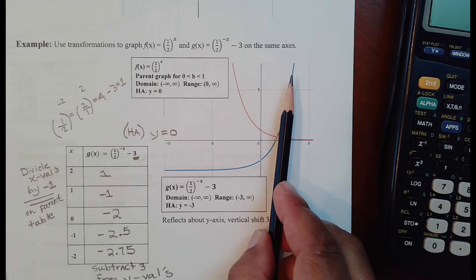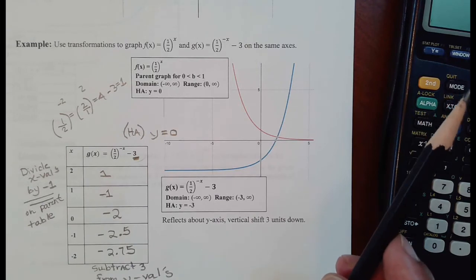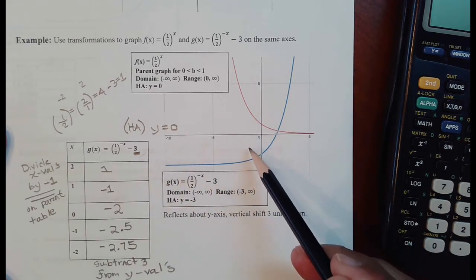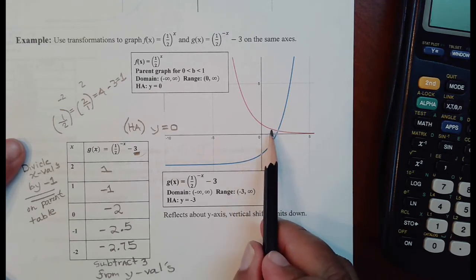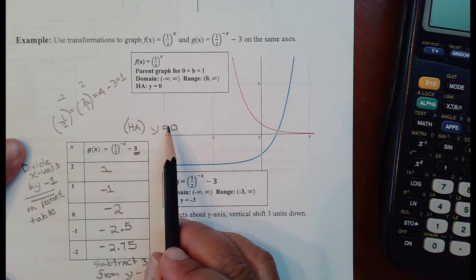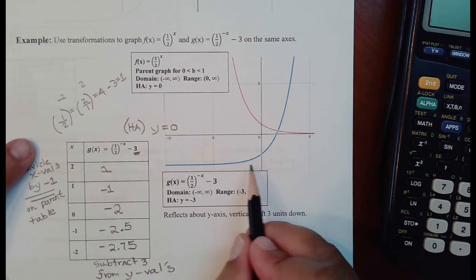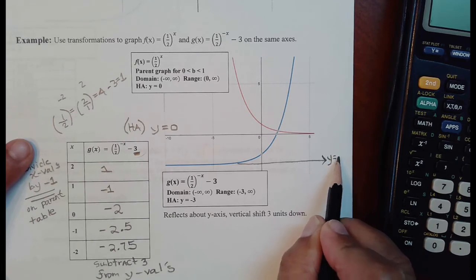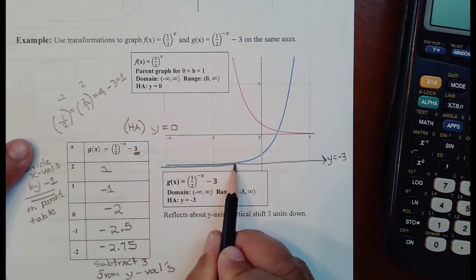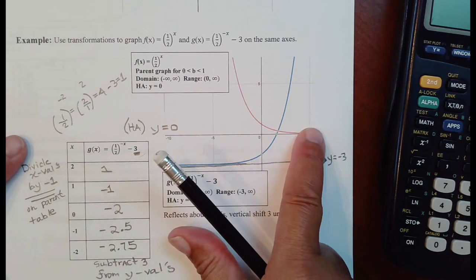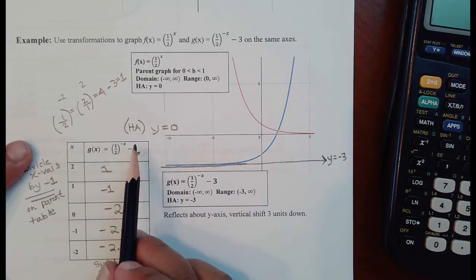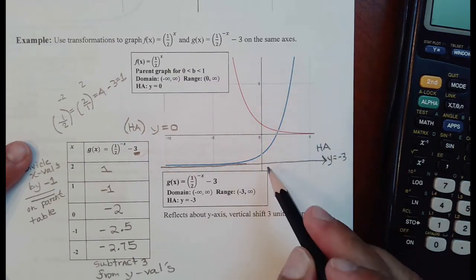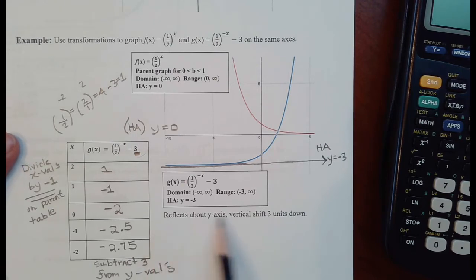So instead of having the tail that hovers right above 0, we now have a tail that hovers down at -3. Y is equal to -3. So that tail is hovering right above that line, just as this exponential function was hovering above the line y equal to 0. So this is the new horizontal asymptote now that this graph has been shifted 3 units down. Okay, and there's the wording right there. Okay, domain and range are all the same. The domain is the same, -infinity to +infinity. Same thing for the one that goes like this. The only thing that changes when it's a vertical shift is the horizontal asymptote.